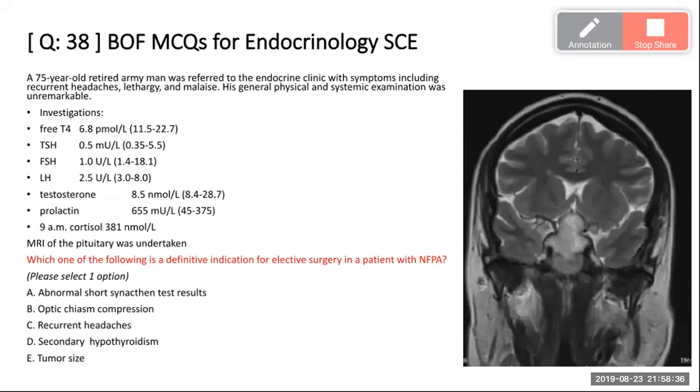Okay. Which one of the following is a definitive indication for elective surgery in a patient with non-functioning pituitary adenoma? Abnormal short synacthen test results, optic chiasm compression, recurrent headaches, secondary hypothyroidism, tumor size. Optic chiasm compression. Yes, exactly.